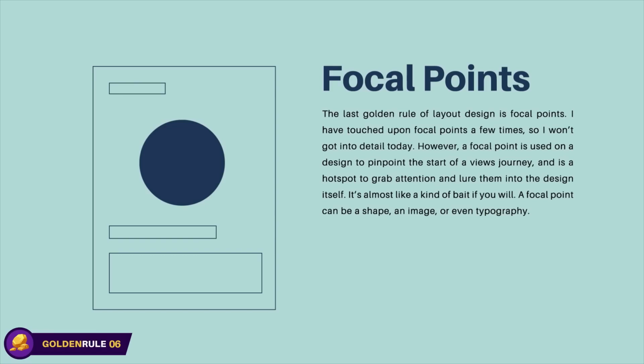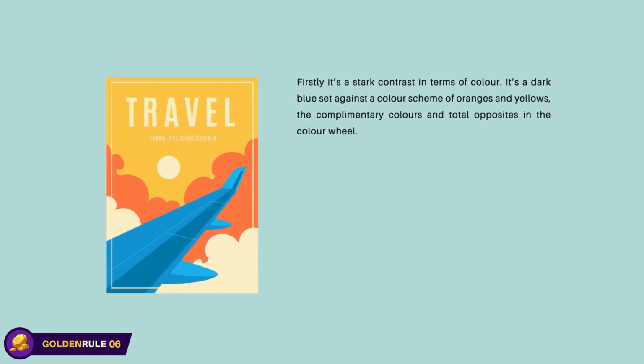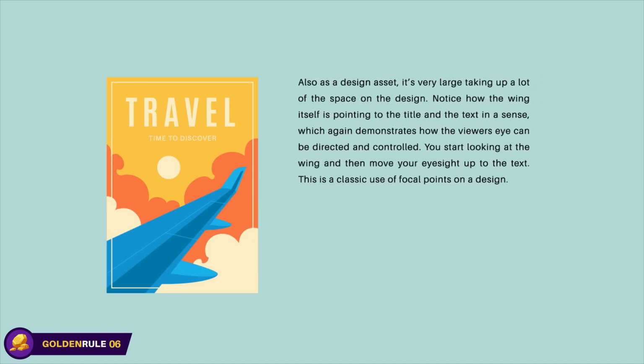Now, a focal point can be a shape, it can be an image, or even just typography itself. And on this example here, what do you deem to be the main focal point of interest? Firstly, it's a stark contrast in terms of color. It's a dark blue set against a color scheme of oranges and yellows, which are the complementary colors, and the total opposites on the color wheel. Also, as a design asset, it's very large, taking up a lot of space on the design.